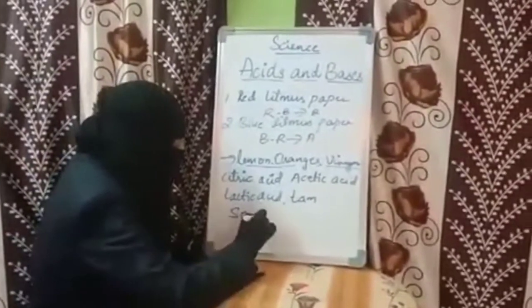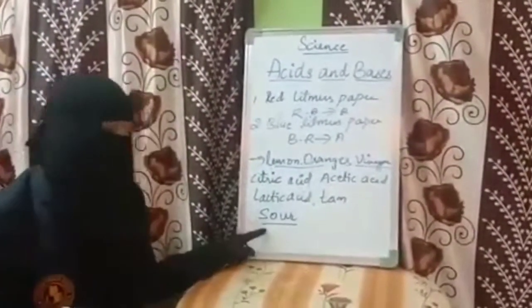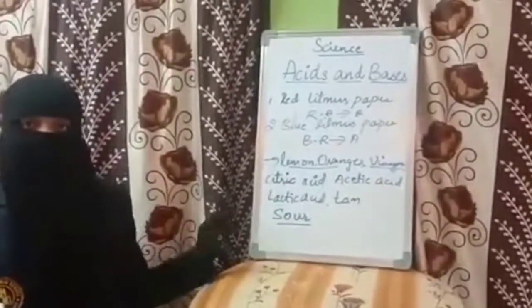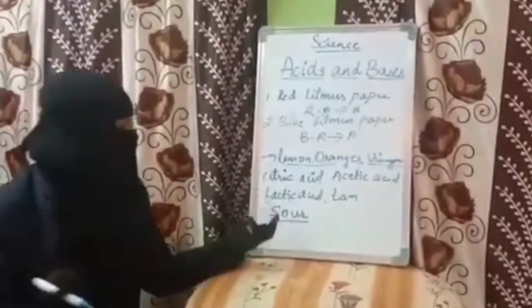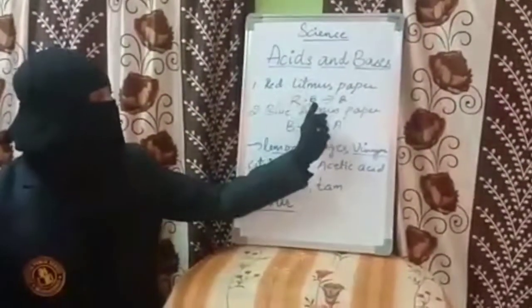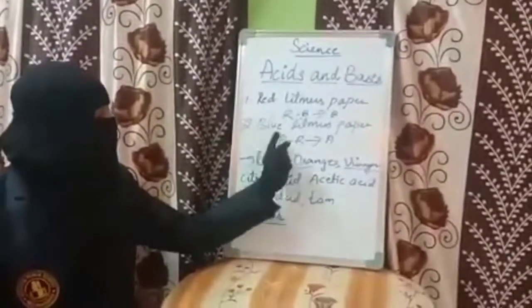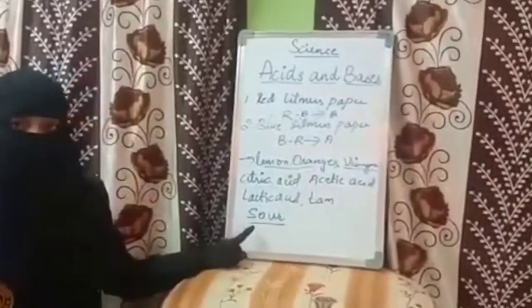So all these substances are sour. You know the taste of lemon, right? So lemon contains acid. That means we can add one more point here: acids are sour to taste. Acids convert blue litmus paper into red, and they are sour to taste.